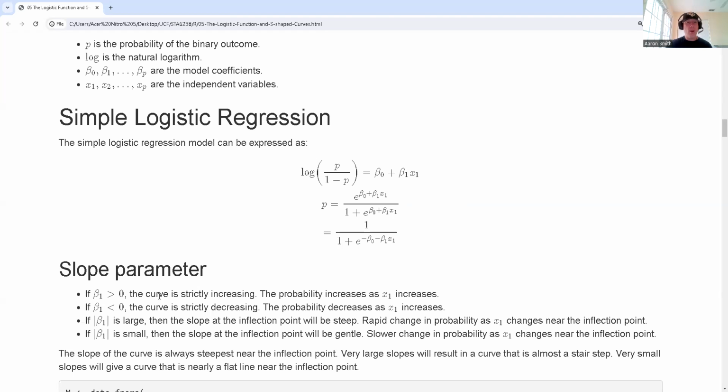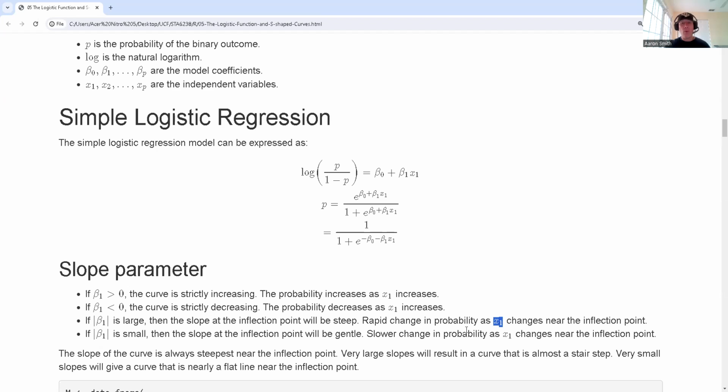Now, when the slope is greater than 0, the curve is strictly increasing. The probability increases as X increases. If beta 1 is less than 0, the curve is strictly decreasing, and the probability of the event decreases as X increases. If beta 1 is large in absolute value, then the slope at the inflection point will be very steep. There will be rapid change when the predictor variable value gets close to the inflection point.